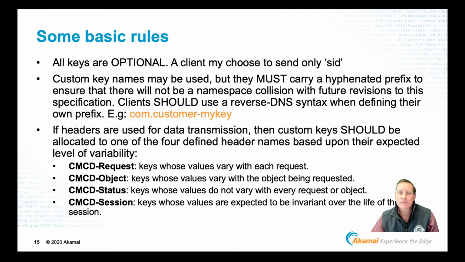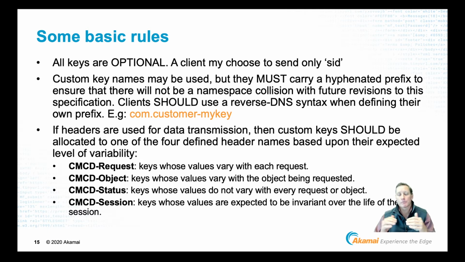Now, if headers are used for data transmission, originally we thought we had put them in one header, but when we looked at it, because of HPACK and QPACK, as we move to H2 and H3, dictionaries are built of the headers. So the more entropy there is in the header, or the higher the cardinality of the header, we start to blow up those dictionaries and those lookup tables. So what we've done is define 4 headers, each of which carries keys which we expect to vary within a certain level of variability.